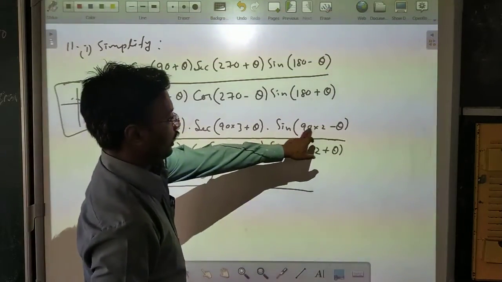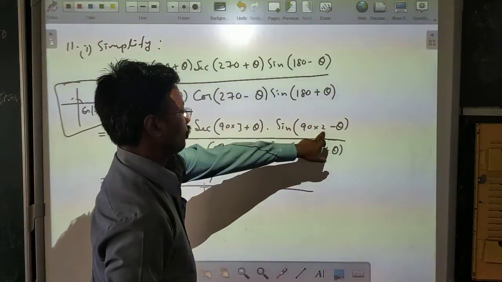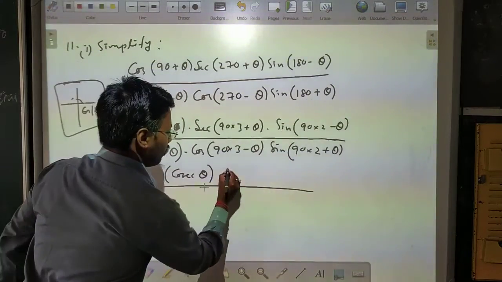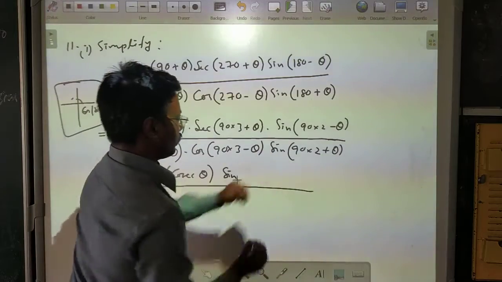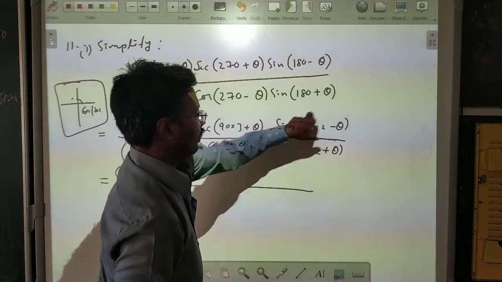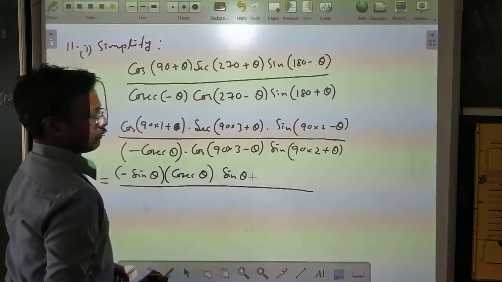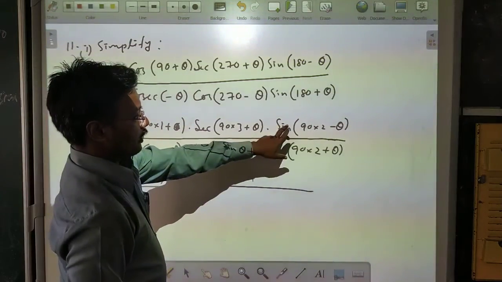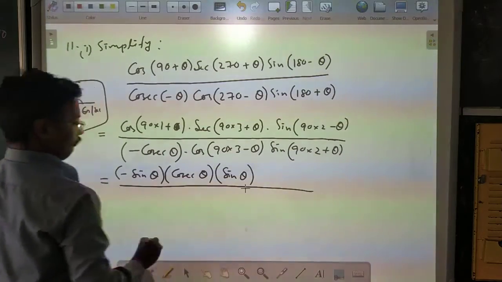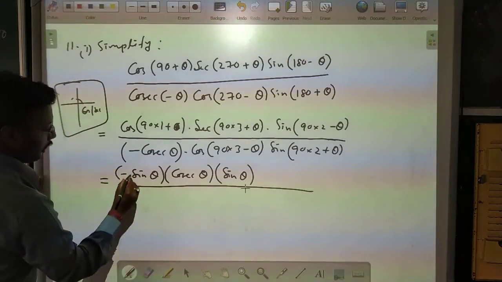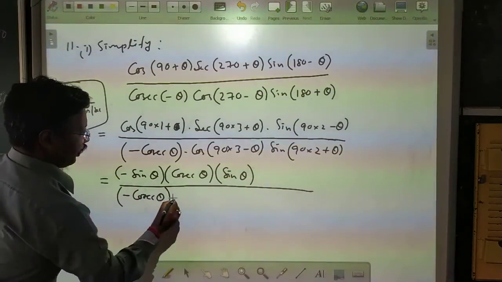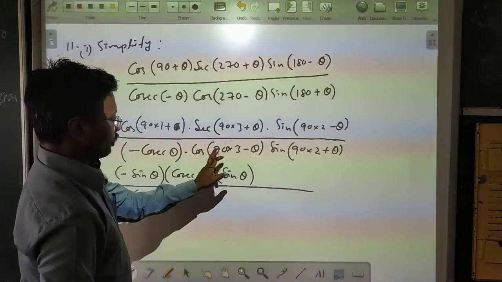Next, sin 90 into 2 minus theta. So here we are getting even number, therefore there is no change in trigonometric ratio. So it remains the same. Therefore we get sin theta, and this angle is coming in the second quadrant. And in the second quadrant, sin is positive. Now out here we will be getting minus cosec theta into, next, cos 90 into 3.